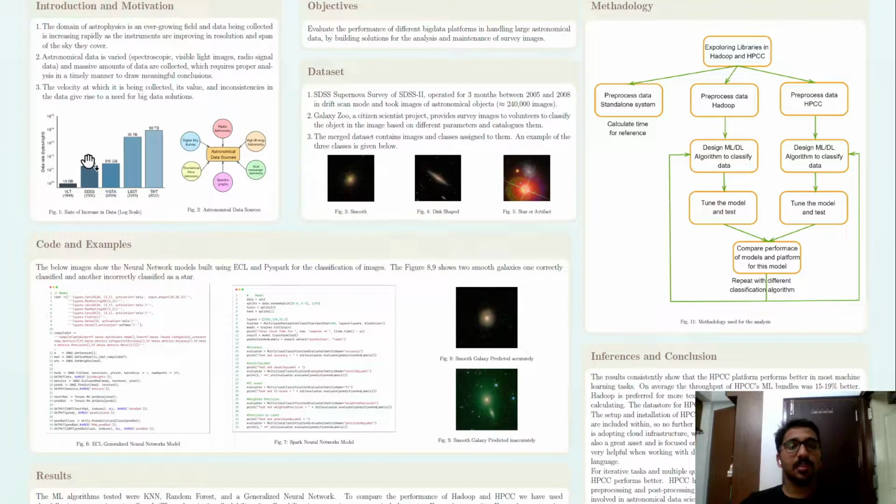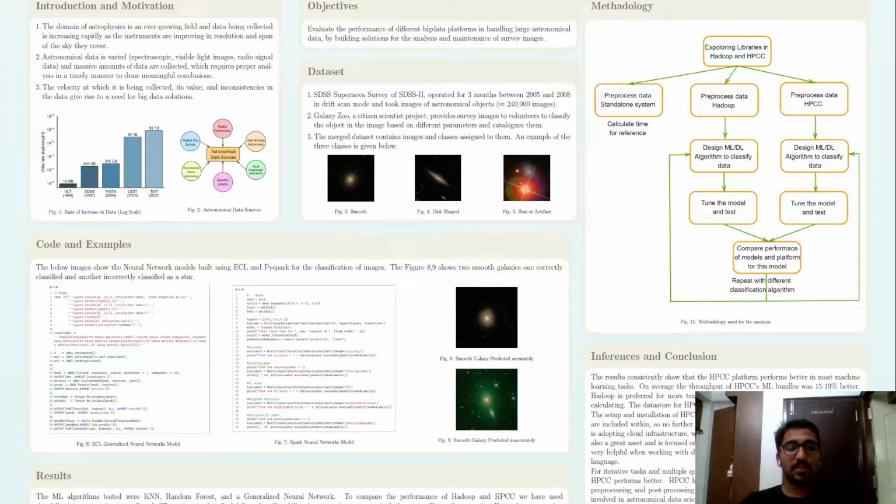As you can see in this plot, the amount of data being collected by various missions to space has grown exponentially, and there is a need for an automated pipeline to process this data. Astronomical data is usually collected from infrared, radio, high energy sources, and from newer techniques such as gravitational wave detectors. We have chosen to test out machine learning pipelines where research has increased recently.